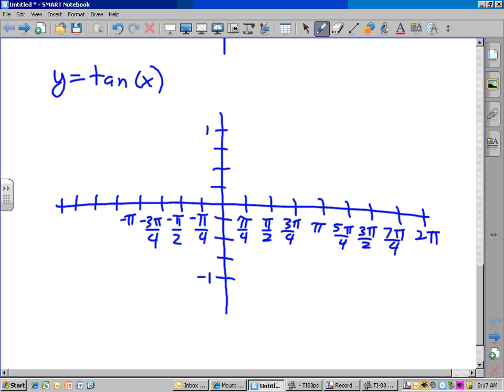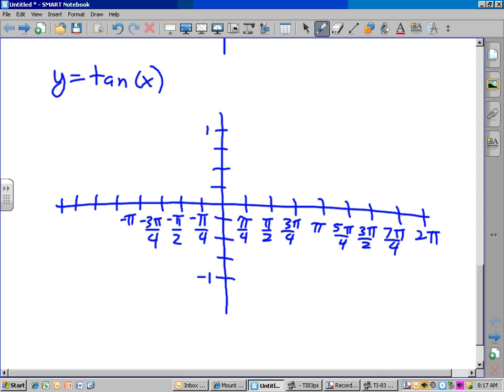All right, tangent, yes. Where's tangent start? Or do you guys need to build it? Does it start with an asymptote? Does it start at 0? Does it start at 1?